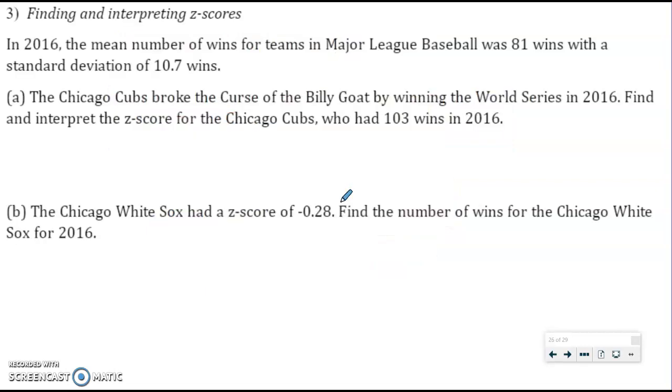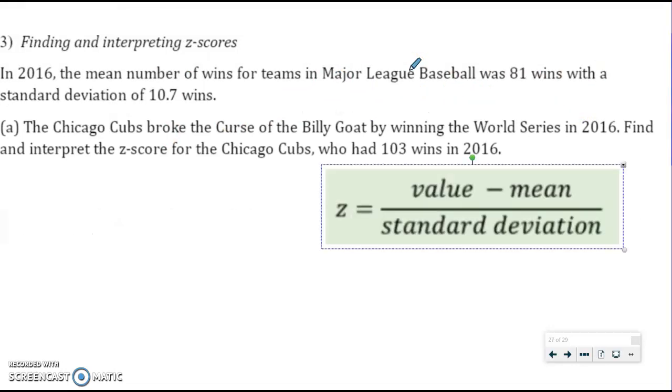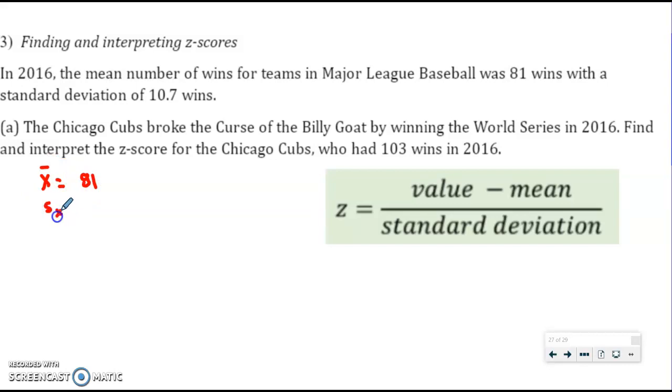So let's look at this situation. We're going to look at the Chicago Cubs and the Chicago White Sox. This statement is telling me that my mean, which I'll write symbolically, x bar is 81, and my standard deviation is 10.7. I'm going to use these two pieces of information to find the z-score for the Chicago Cubs.